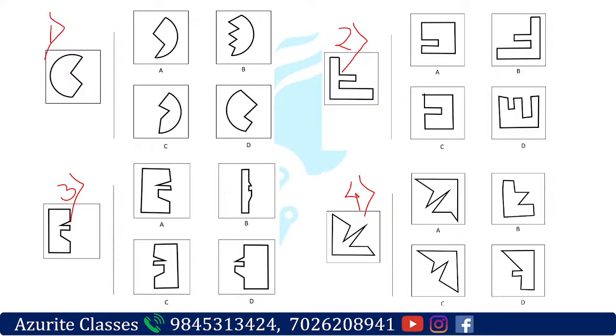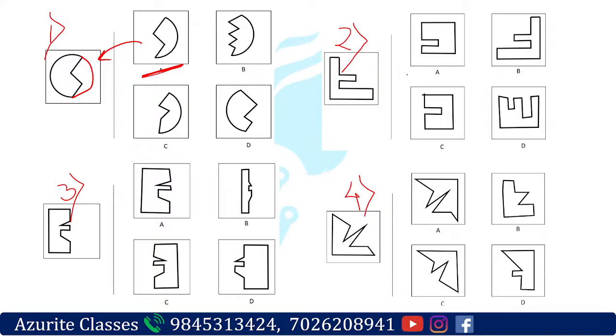Okay, let me discuss the answers now. Here, the first question. If you draw the circle and join it, it will look like this, right? So the answer will be option A here. Answer option A is the proper one, right? If you join this here, the answer will come option A for the first one.